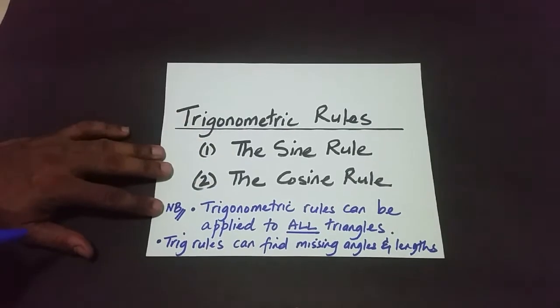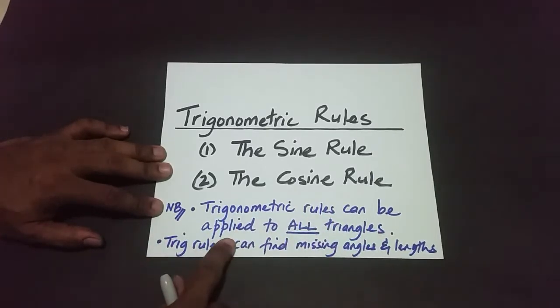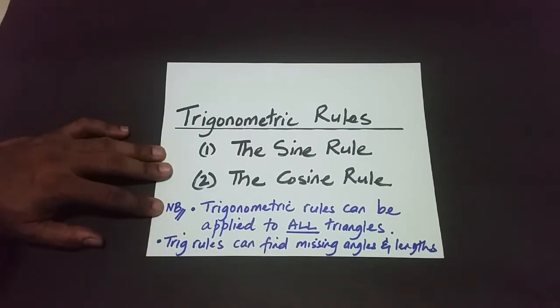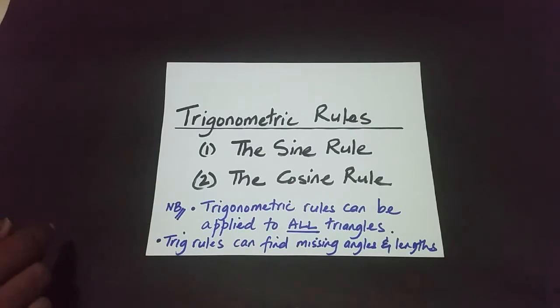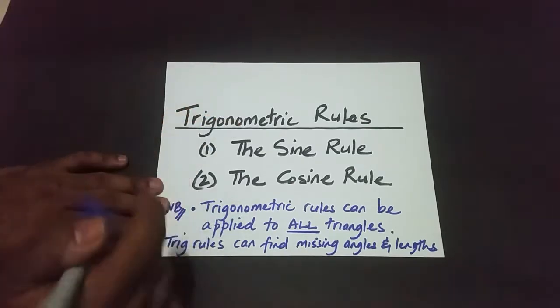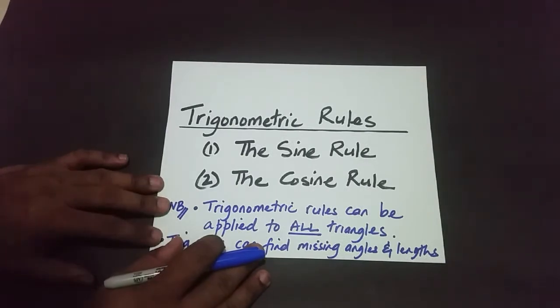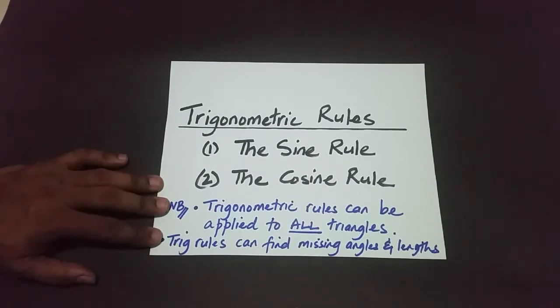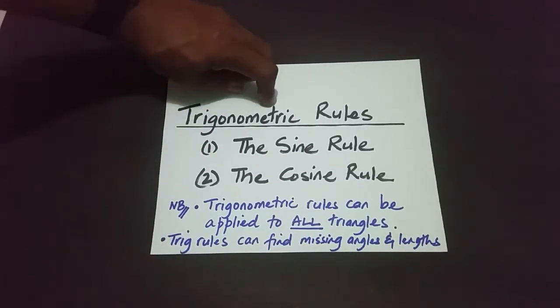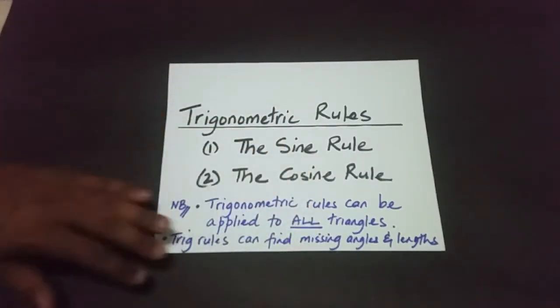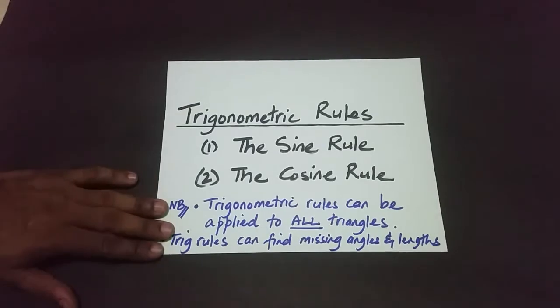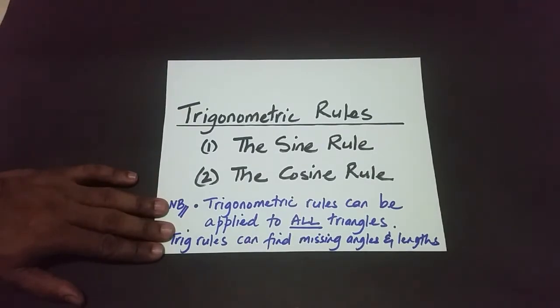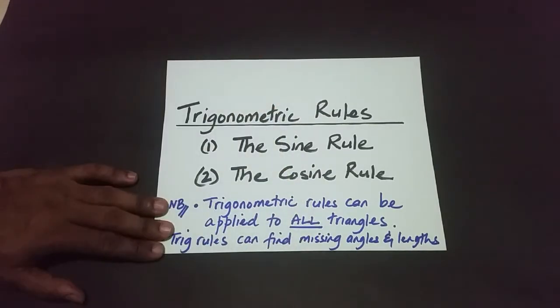Now, here is some very, very important information. It says here, trigonometric rules can be applied to all triangles. That's a big difference between trigonometric rules and trig ratios. Remember, trig ratios can only be applied to right angle triangles, while trigonometric rules can be applied to all triangles. So, if you're not sure if a triangle is a right angle triangle, use trig rules, because trig rules work on all triangles. So that makes this very, very useful.